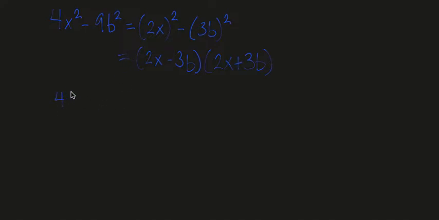Next we have 49x squared minus 16y squared. 49x squared will be 7x squared, minus 16y squared will be 4y squared. This will factor out into 7x minus 4y times 7x plus 4y.